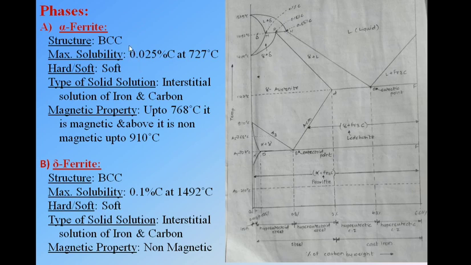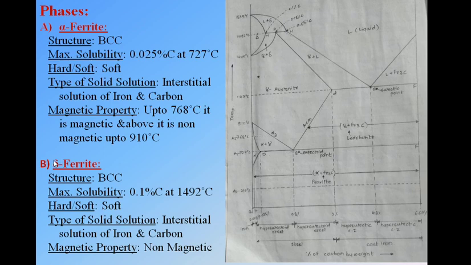It has a BCC structure. It is 0.025% carbon at 727, its maximum solubility, means the extreme right point. Then, hard or soft: it is soft. Type of solid solution: interstitial solution of iron and carbon. And it is magnetic up to 768. From 768 to 910, it is non-magnetic.